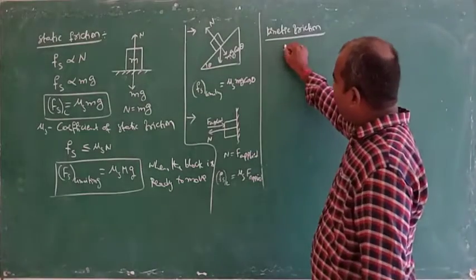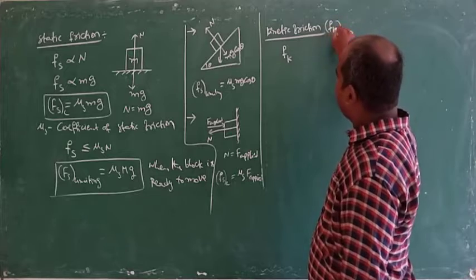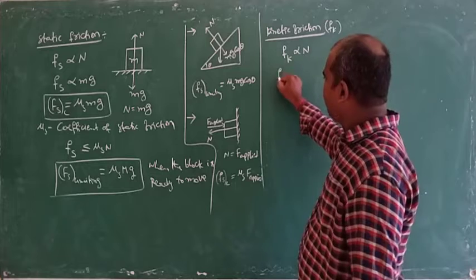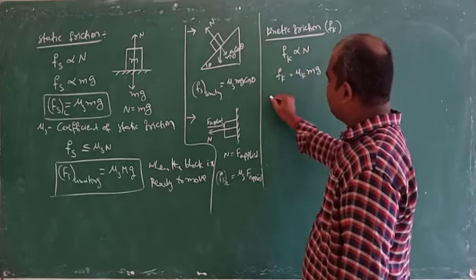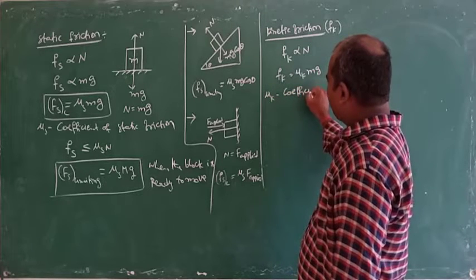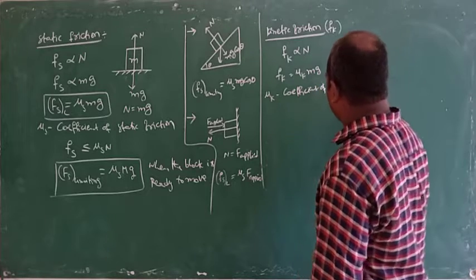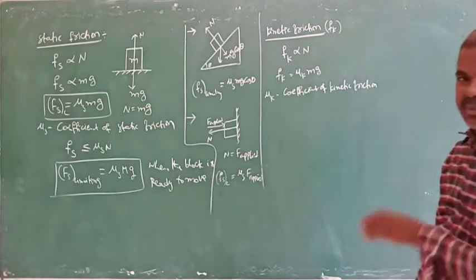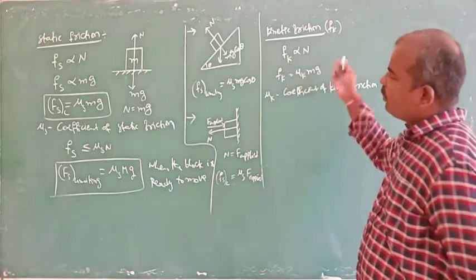Here, kinetic friction is denoted by Fk. Fk is directly proportional to the normal force, so Fk equals mu k into mg. Here mu k is nothing but the coefficient of kinetic friction. Mu k is the coefficient of kinetic friction. Fk is equals to mu k mg.